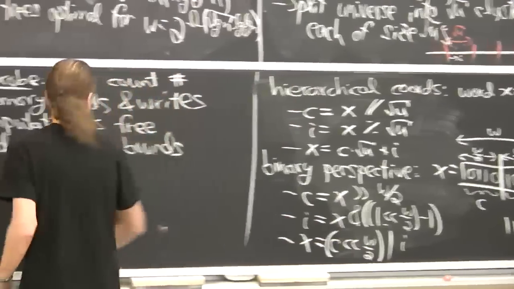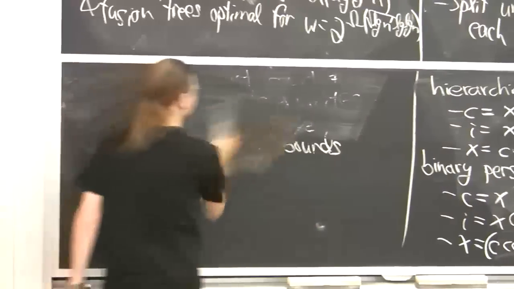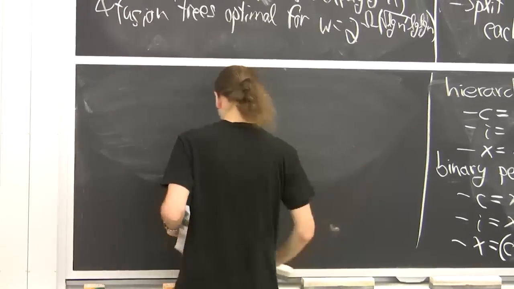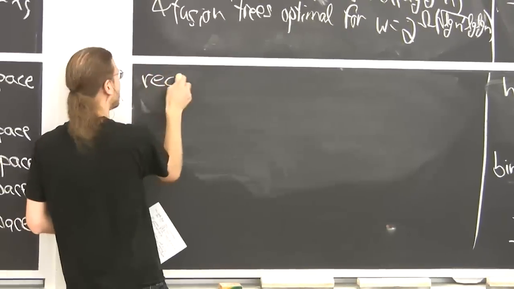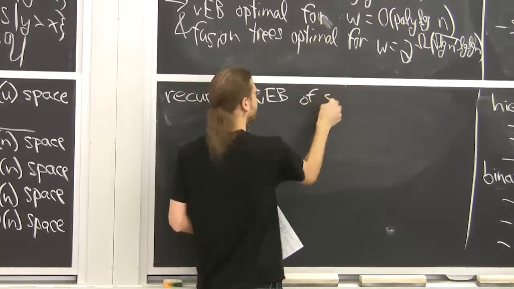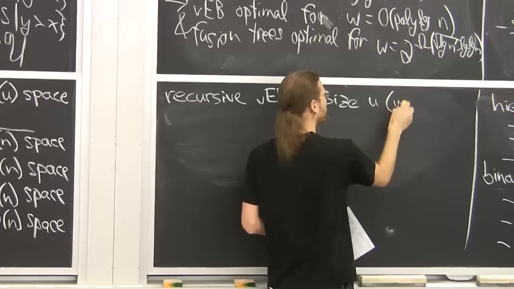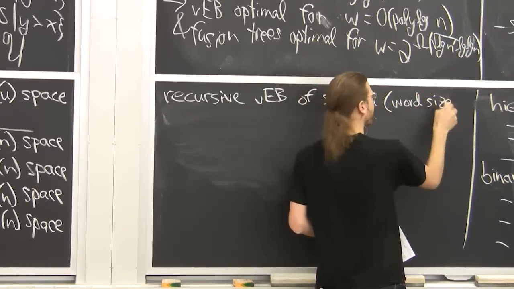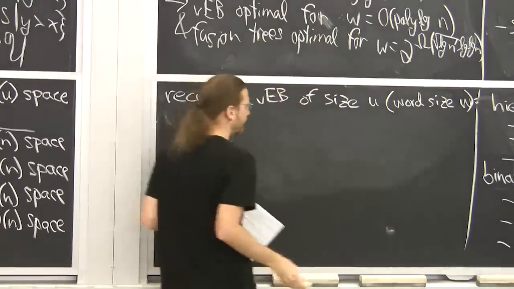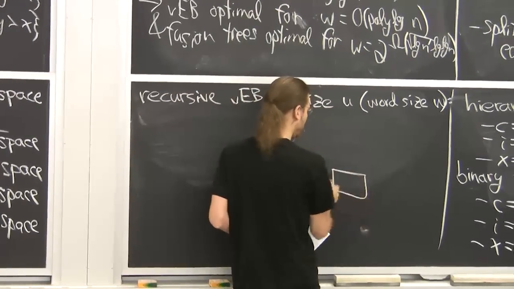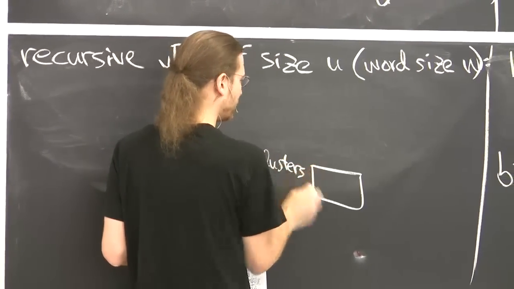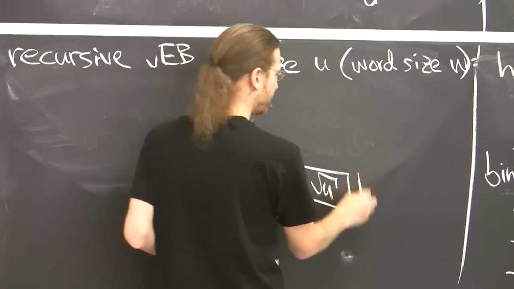Okay, so slight diversion. Now I can tell you the actual recursion and then talk about how to maintain it. So we're going to define a recursive Van Emde Boas structure of size u and word size w. And what it's going to look like is we have a bunch of clusters, each of size square root of u.